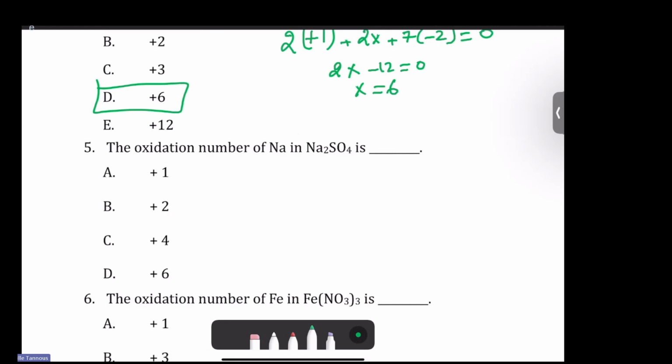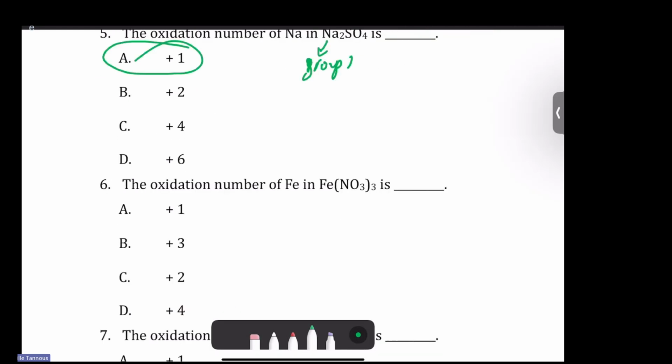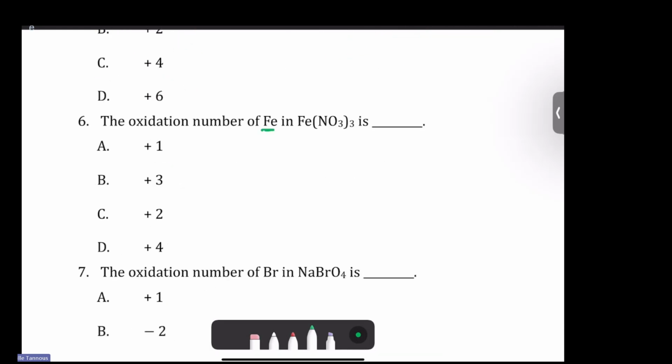The oxidation number of Na in NaSO4. I don't need to solve it because Na belongs to group 1. It's a metal. In compounds, it's positive 1. Oxidation number of Fe in Fe(NO3)3. I can solve this, I can think about it in so many ways. Seeing number 3 here means that this is the oxidation number of Fe, and Fe is plus 3.